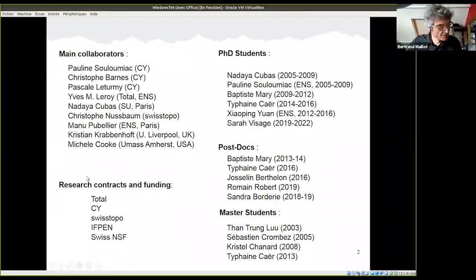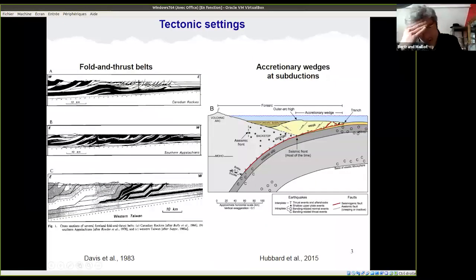Let me now explain a little bit about the tectonic settings, because I know I'm talking mainly to people coming from geotechnics, so it's important to explain what tectonic structures we look at. First, we look at what are called fold and thrust belts, which are regions, usually the foothills of major mountain belts. In the foothills, the sedimentary cover is decoupled from the basement.